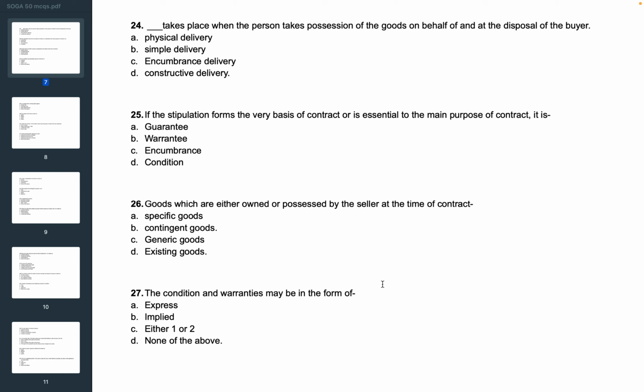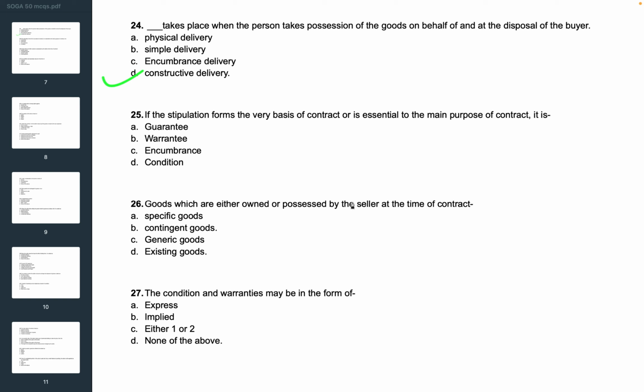Next question. Blank takes place when the person takes possession of the goods on behalf of and at the disposal of the buyer. A. Physical delivery, B. Simple delivery, C. Encumbrance delivery, or D. Constructive delivery. The correct answer is D. Constructive delivery. So, the constructive delivery takes place when the person takes possession of the goods on behalf of and at the disposal of the buyer.